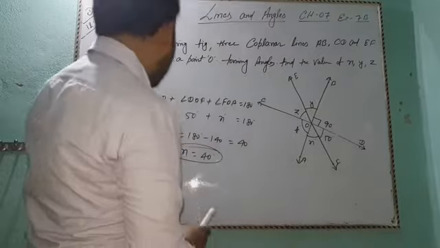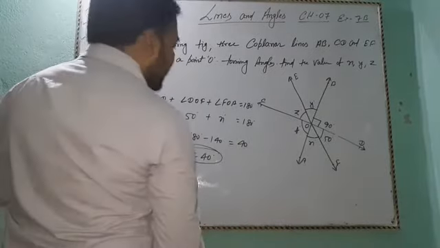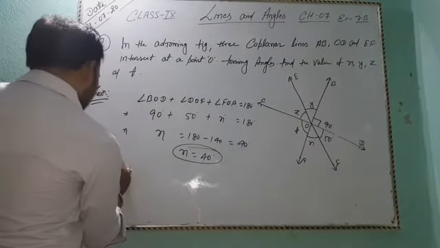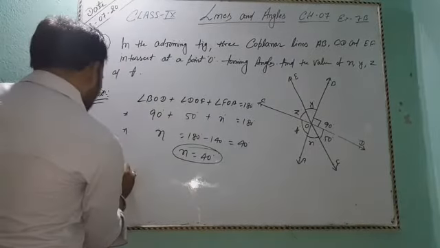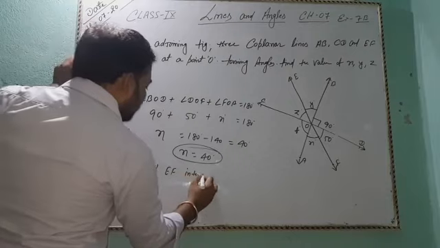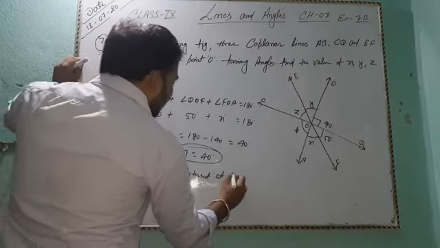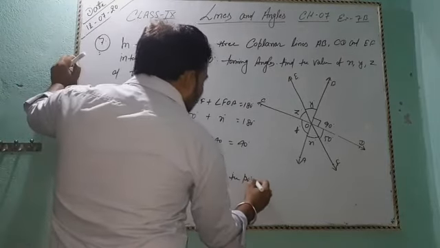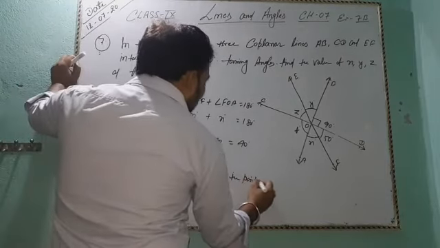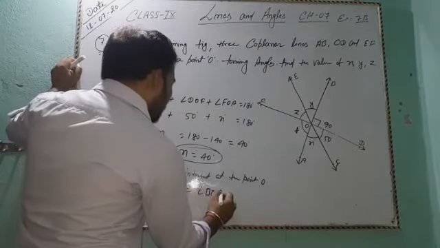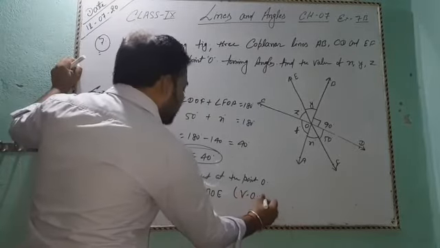Okay, so we write the lines AB and EF. Lines AB and EF intersect at the point O. So angle AOF equals angle BOE, that is the vertically opposite angle.